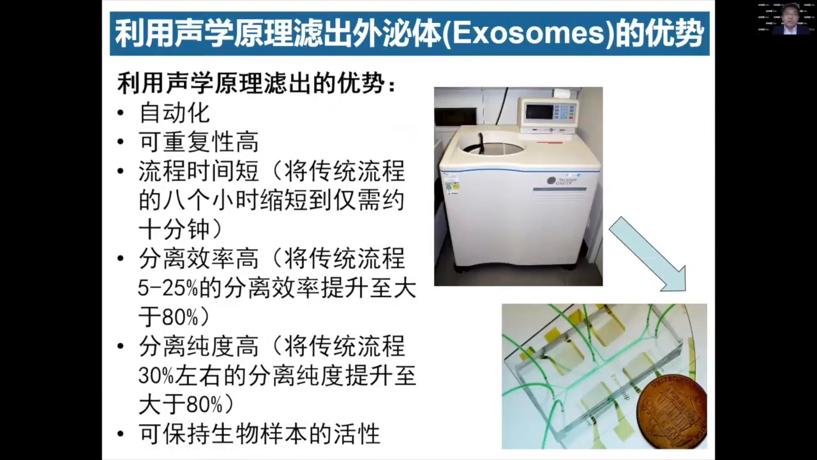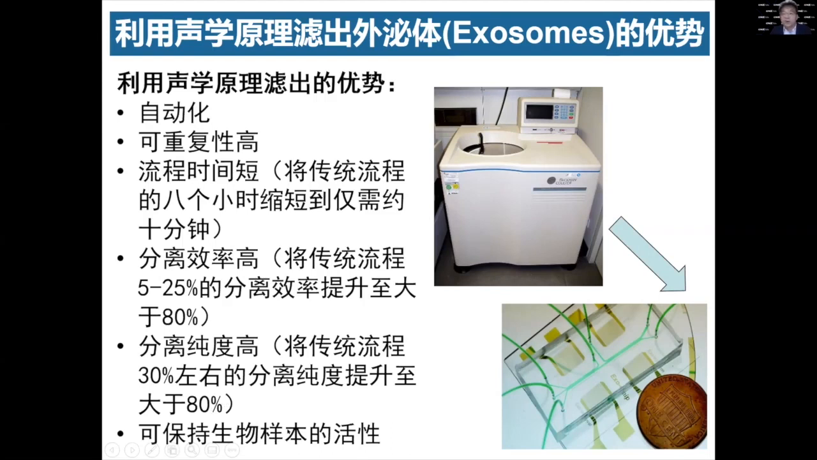Using acoustic tweezers to separate exosomes really has a lot of advantages. We can make it an automated process, so the device will be a lot more repeatable. The process time will be a lot shorter. With the traditional method you need 8 hours, sometimes even overnight, a few days. Now you only need 5 to 10 minutes. And the efficiency is a lot higher. Actually, our saliva data shows our efficiency is 8 times higher than ultracentrifugation. And the purity is also higher, from 30% to more than 80%.